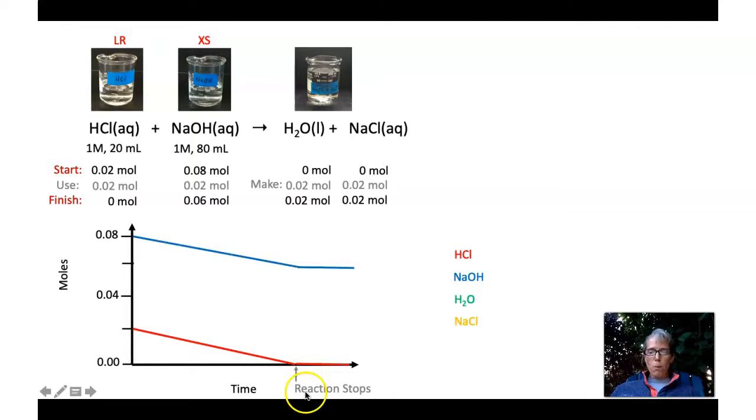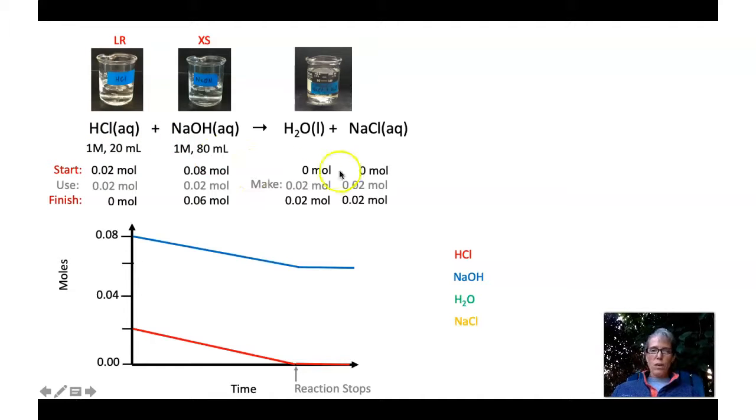And notice that both of these lines plateau at the same spot. They plateau when the reaction stops, which is when we run out of HCl. Another thing to note is that these red and blue lines are parallel. Okay, they have the same slope because the reaction coefficient is the same for both.